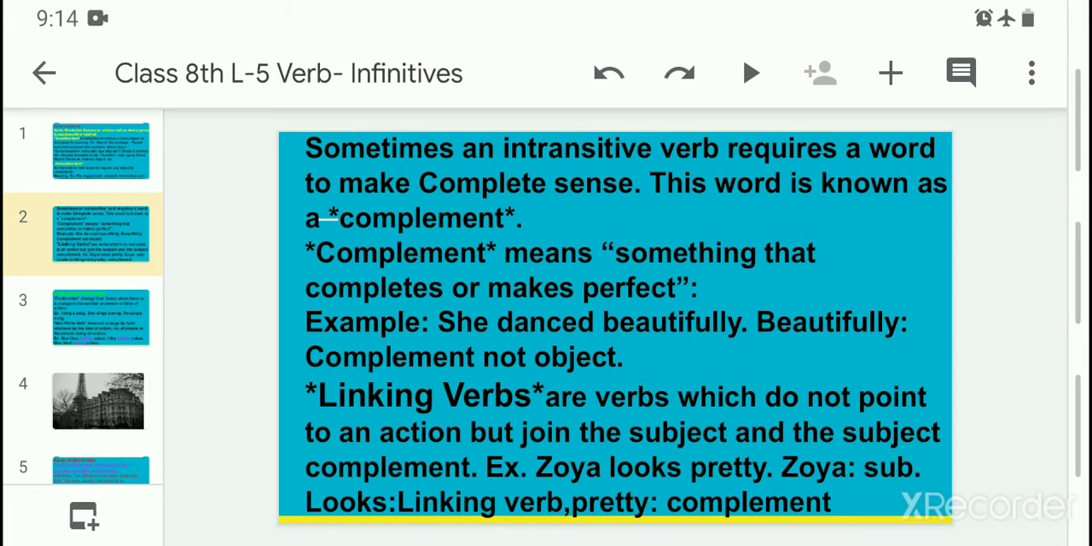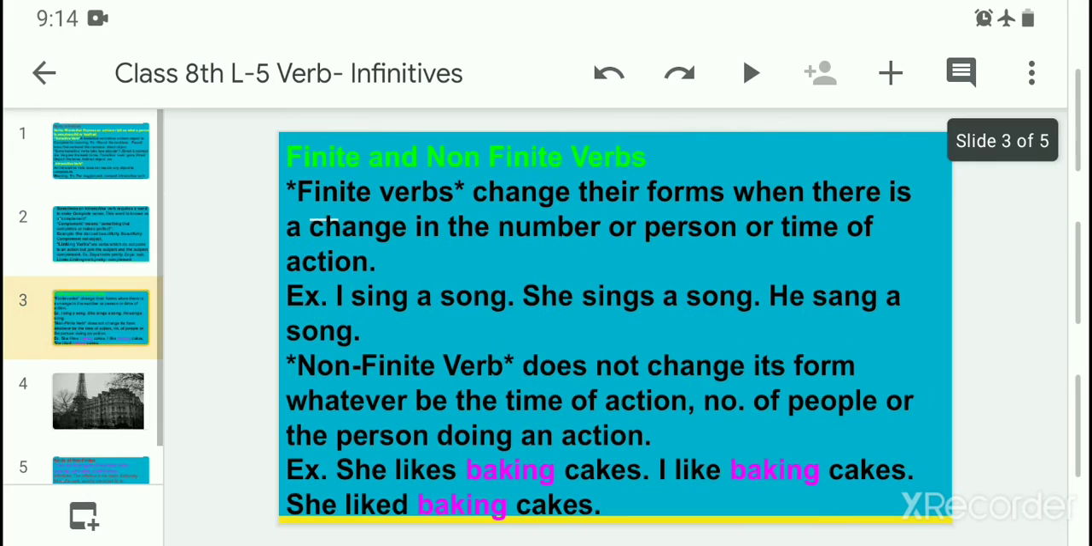Zoya looks pretty. So Zoya is the subject here, as you know, and looks is the verb. Which verb? That is the linking verb, and pretty is the complement. So looks is the linking verb which joins the subject Zoya and the subject complement pretty. So this is known as linking verb, right?